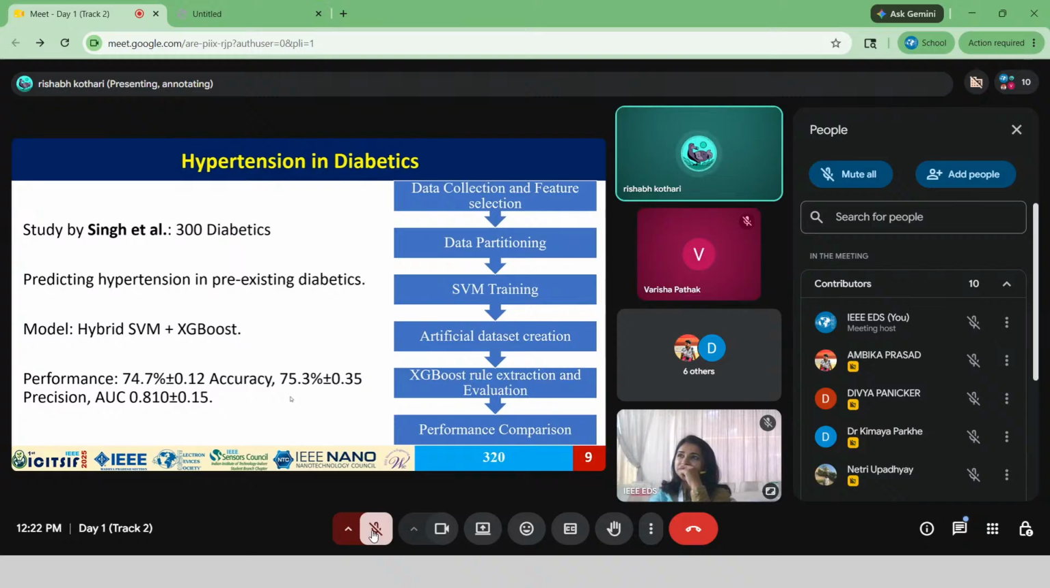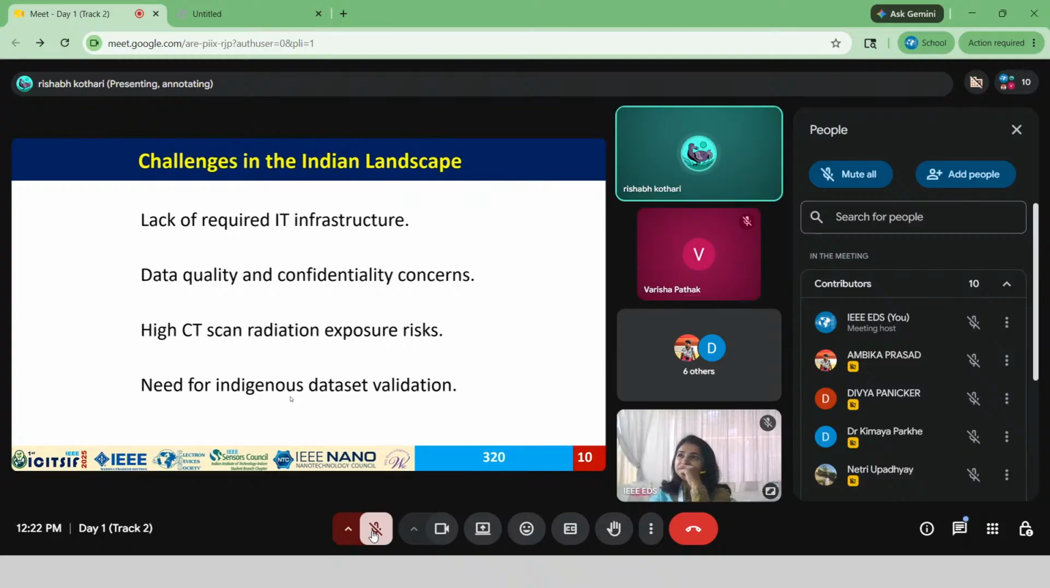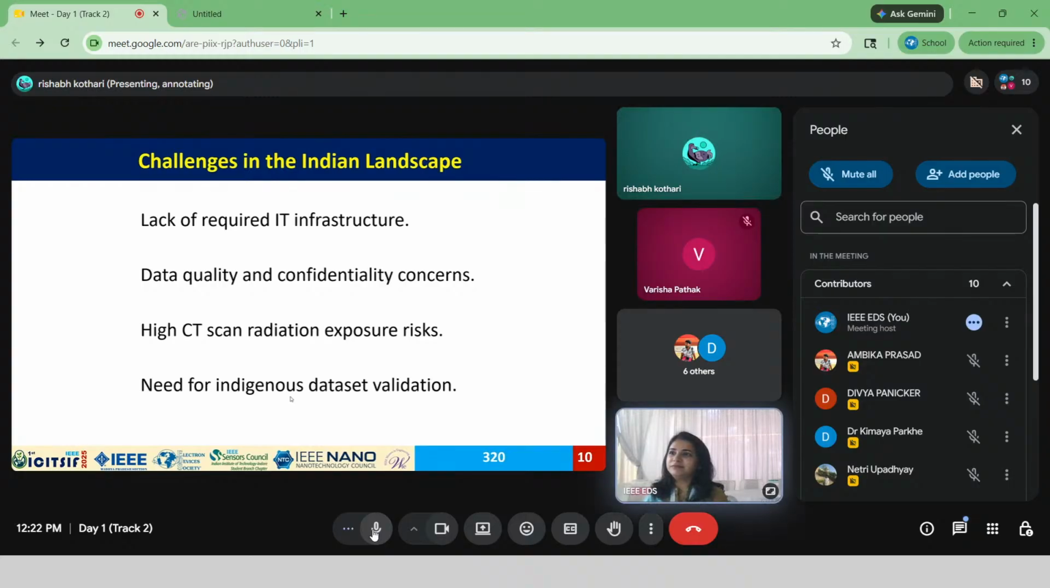Despite these successes, integrating AI into the Indian healthcare landscape presents a major hurdle. We face significant infrastructure limitations, poor data quality, and severe confidentiality concerns. Furthermore, relying heavily on CT scans introduces a real clinical risk of radiation exposure, requiring us to.